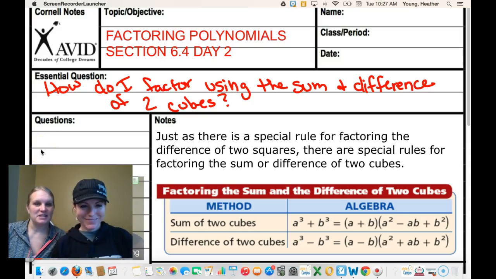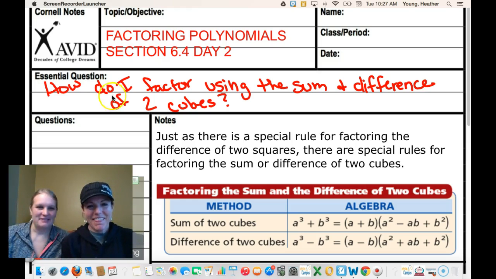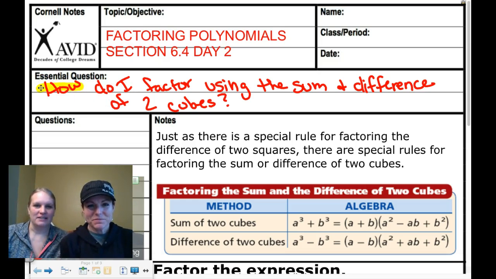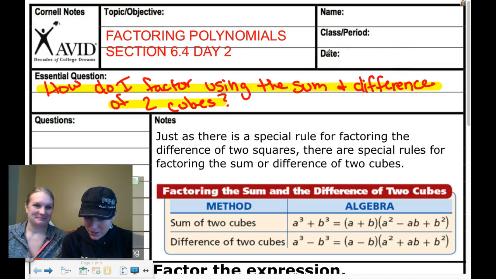All right, so this is day 2 of factoring polynomials. I'm excited about this lesson. Okay, how do I factor using the sum and difference of two cubes? This is Miss Boyd's favorite lesson of the year. Just kidding.